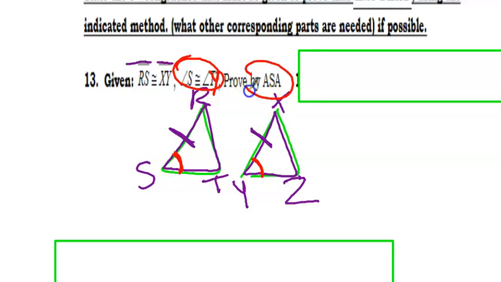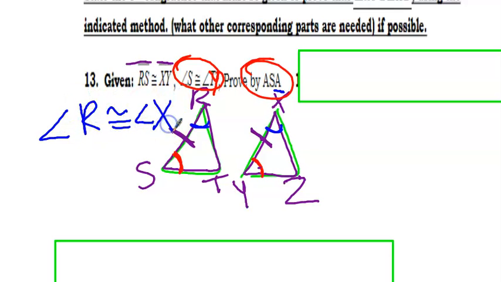So how can we prove ASA? What else do we need? Well, we have an angle and a side. I need another angle. So in order to prove this, I would need angle R is congruent to angle X. That's what I would need to finish number 13.